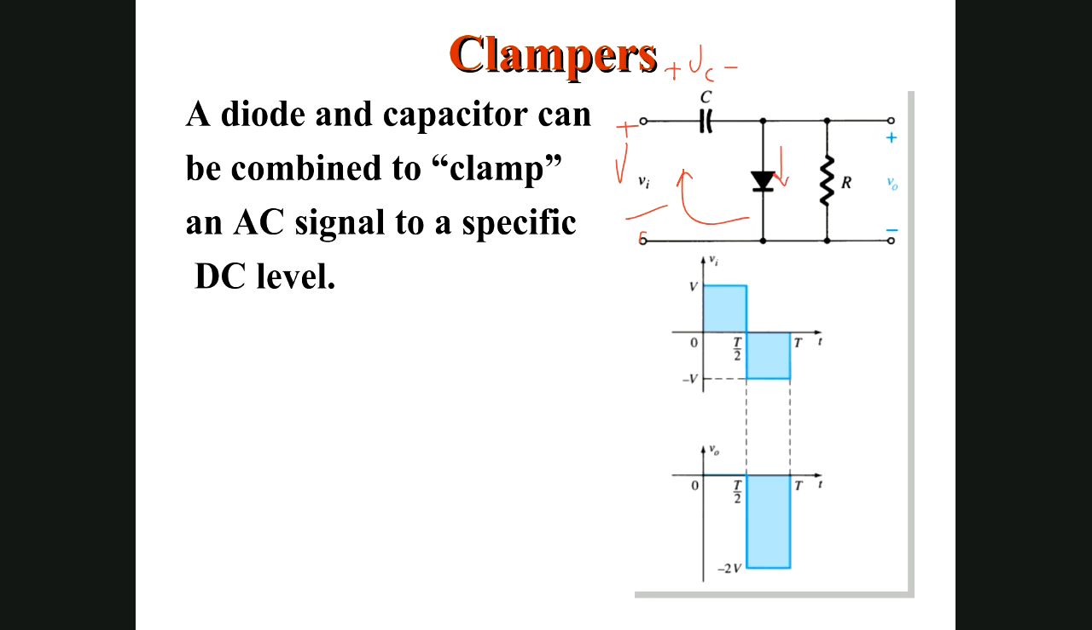Let us start KVL writing negative minus V. Why minus? We started in a clockwise direction, at first negative, so minus V. Plus voltage in the capacitor, we have assumed it is VC, so we have to write VC equal to 0, because you know voltage in the diode is 0 because it is forward bias. So VC will be how much? Minus will be here, plus V. So voltage in the capacitor also will be plus V voltage.